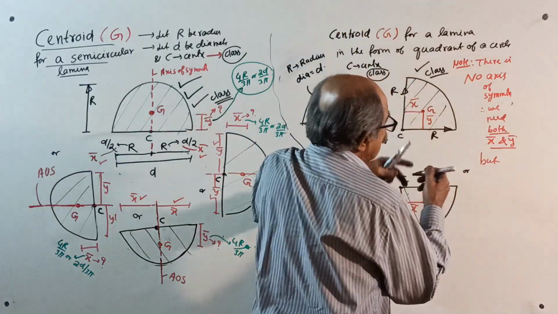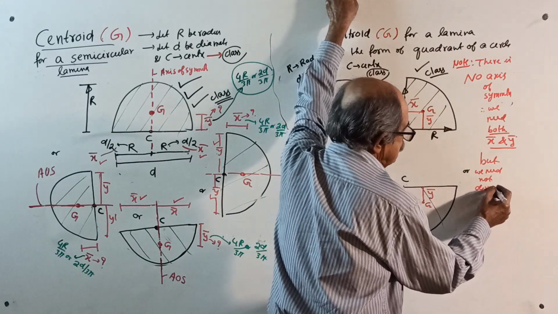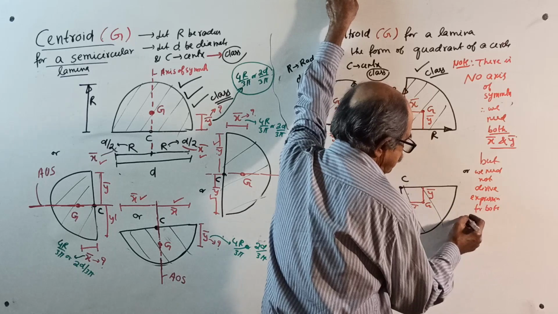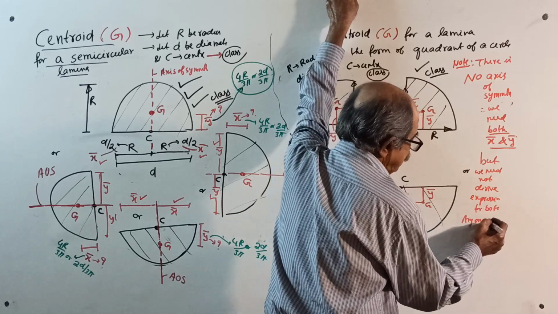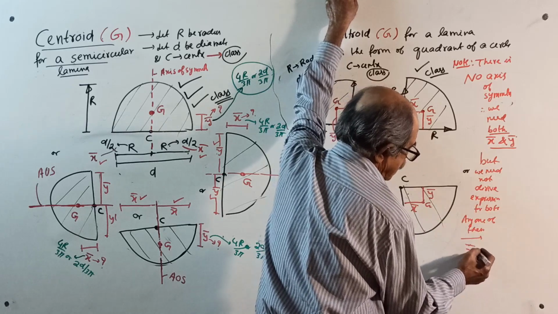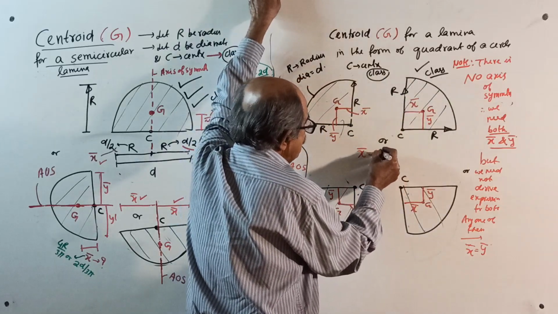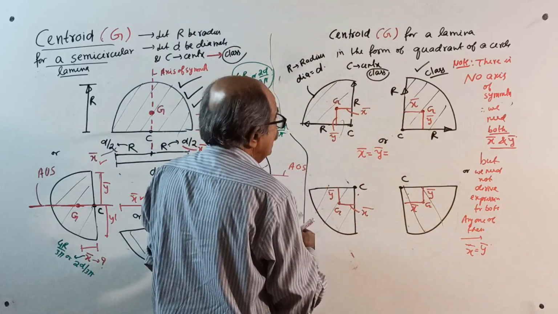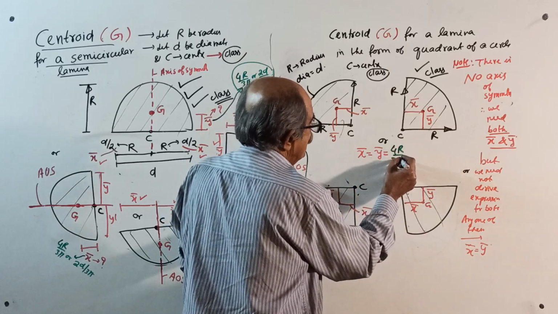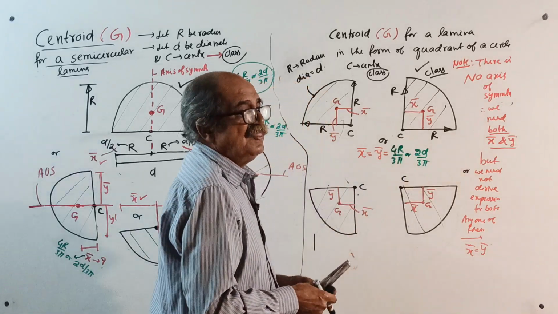But we need not find both. We need not derive the expression for both. Just any one of them needs to be derived, because your X bar will be equal to Y bar. Later, for all these cases, you will get X bar equal to Y bar, the same as that answer. In terms of radius, I'll use green color. It will come 4r by 3 pi, or in terms of diameter, 2d by 3 pi. That is the same as this answer.